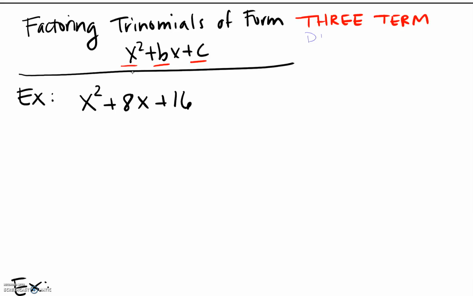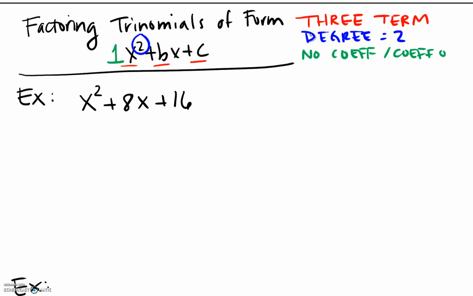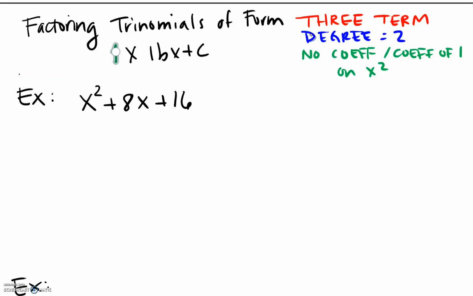We need a degree of 2. So we need to have 2 as the highest power. And also we need to have no coefficient, or a coefficient of 1, on that x squared term. If all those things are true, then we can use the methods that we're going to learn in this section. So if it's in this format, we can use it.